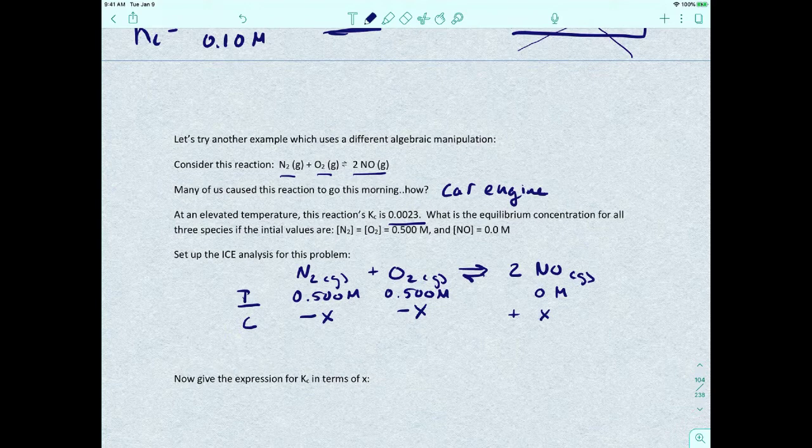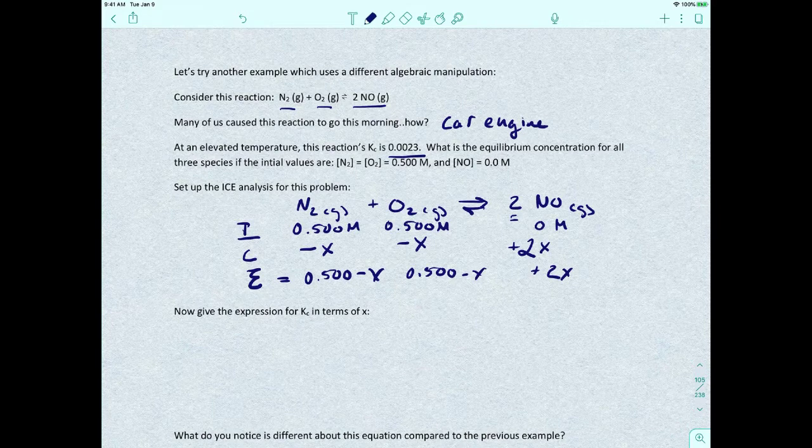Now, here's the thing, if we look at the stoichiometric coefficients, you've got a coefficient of 1 for N2, 1 for O2, but 2 for NO. So that means NO should go up by 2x. Okay, so that way at equilibrium, the concentration of N2 is going to be 0.500 minus x. You're going to have 0.500 minus x for O2, and then plus 2x for NO.